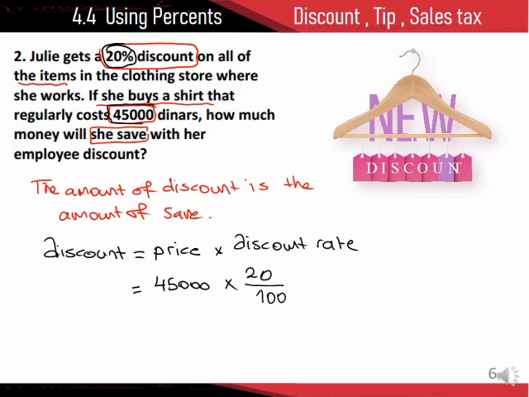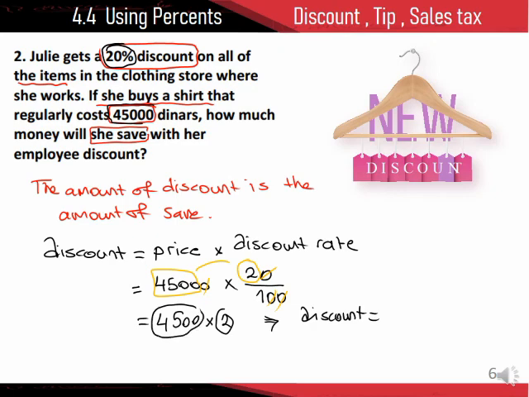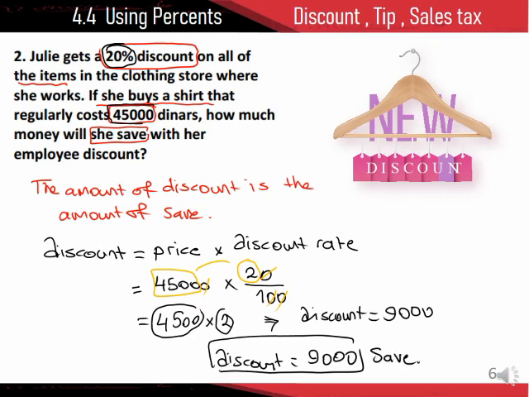Now we are going to eliminate the zeros. So in here we have 2 times 4,500, which is equal to 9,000. So the amount of discount is 9,000. Write down 9,000. It becomes the amount of save. So Julie saved 9,000 dinars by buying a t-shirt whose original price is 45,000 dinars.